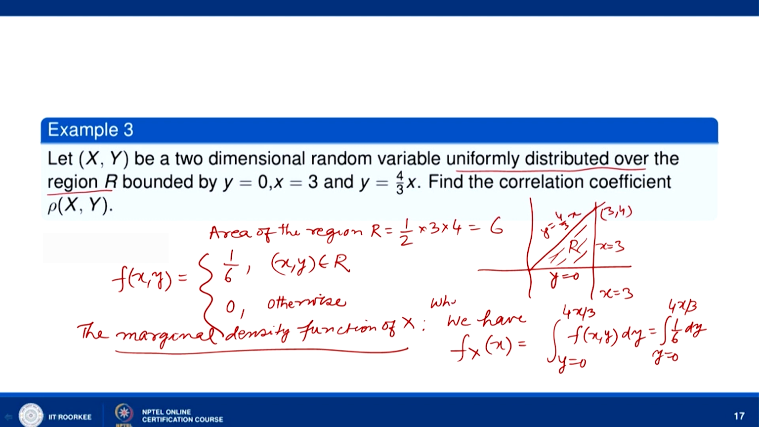When 0 is less than x less than 3, we have f_X(x) equal to this. So, this is equal to 1/6 times 4x/3, and this is equal to 2x/9. So, f_X(x) equals 2x/9 when 0 is less than x less than 3, and otherwise it is 0. So, we write it like this: f_X(x) equal to 2x/9 when 0 < x < 3, and 0 otherwise.